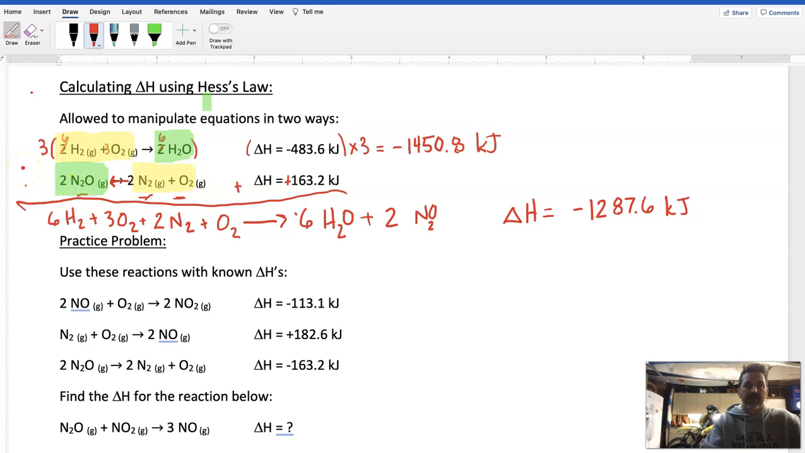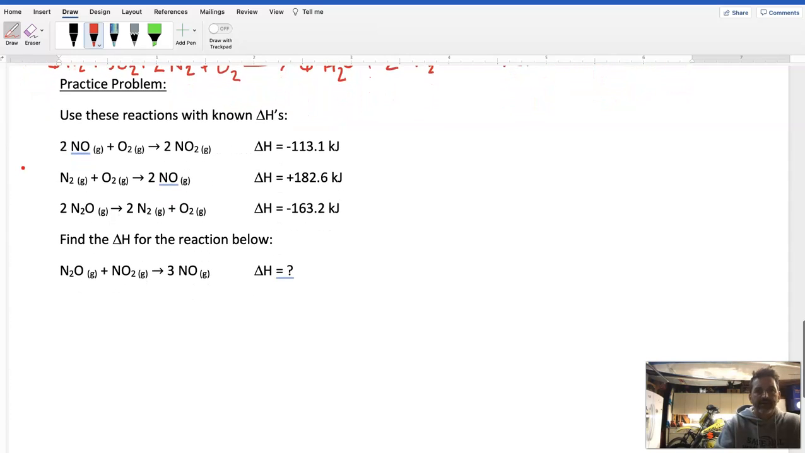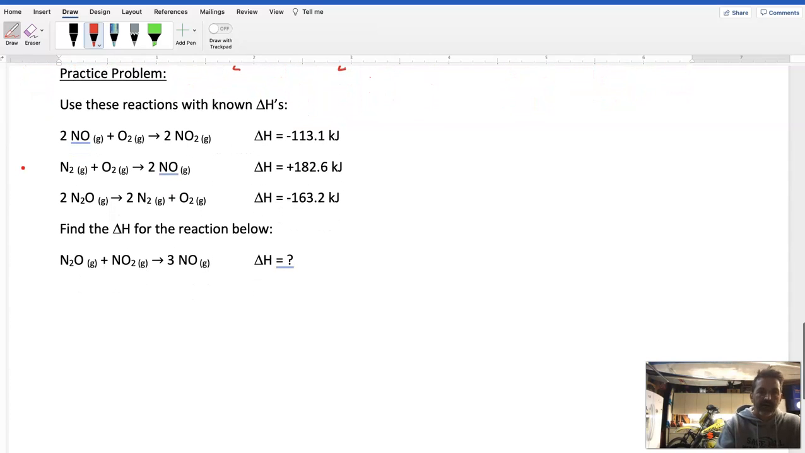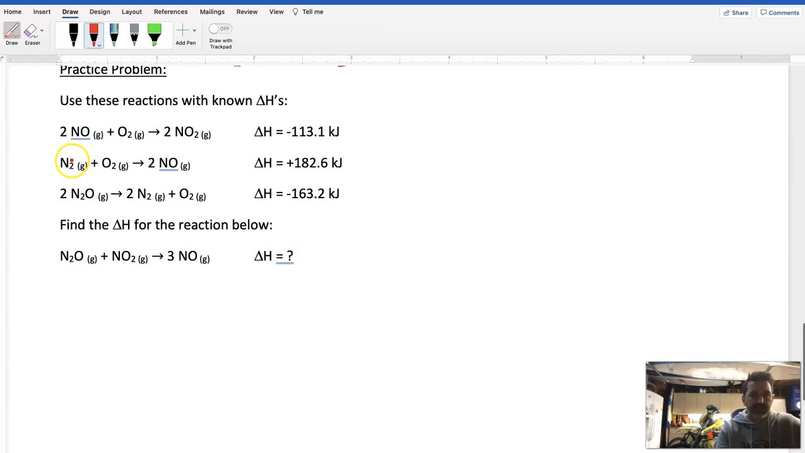Okay? Now that you sort of have an idea of what I'm allowed to do, let's see if we can figure out how to manipulate these. What number do I put in front and when do I flip the arrow? Hopefully those are some questions that you guys are asking. So here's how we do this. The problem looks like this.